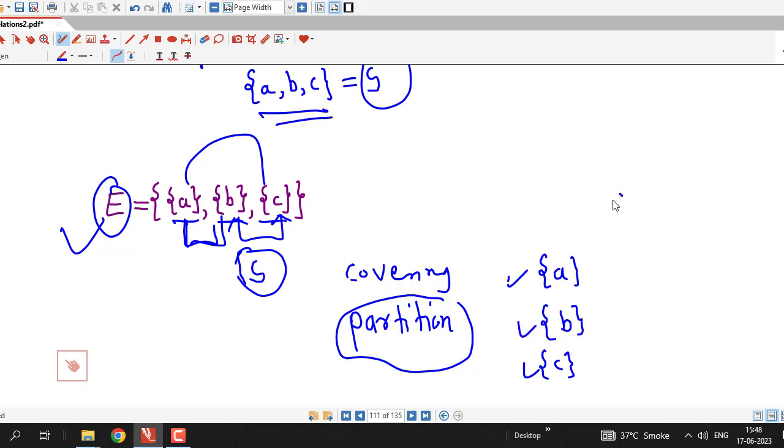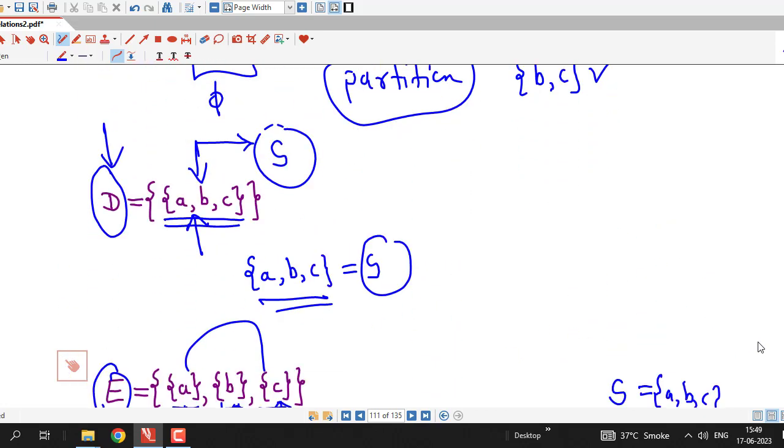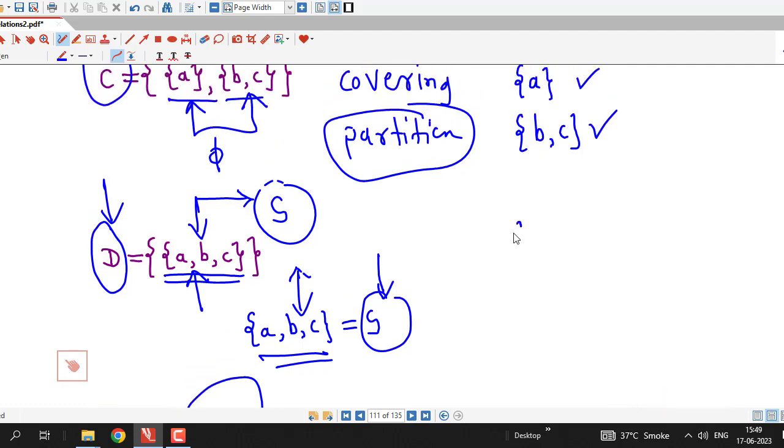There are three elements in the given set S, and we have taken singleton sets containing all these three elements, and they give us the partition of a set S. So we can say that this is the biggest partition of a set S, and as we have seen, the smallest partition is the partition having only one block, and that is nothing but the set itself. And this is true for any finite set.